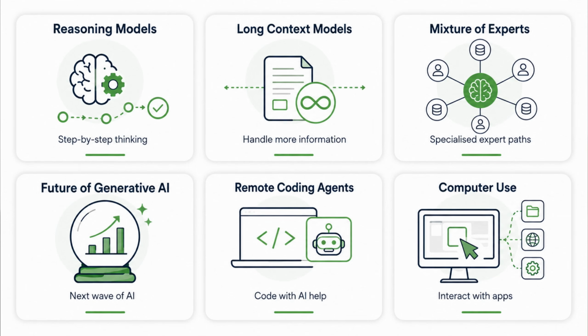And the AI space is evolving very quickly, and the way we want to design the application today may look very different even a few years down the line. And because these models are also becoming better at reasoning, they are processing much larger amounts of information, and they are increasingly working with specialized systems instead of only text generators. So in this video, we'll discuss the reasoning model, long context models, mixture of experts architecture, remote coding agent, and computer use before finally connecting everything together and understanding the broader future direction of generative AI.